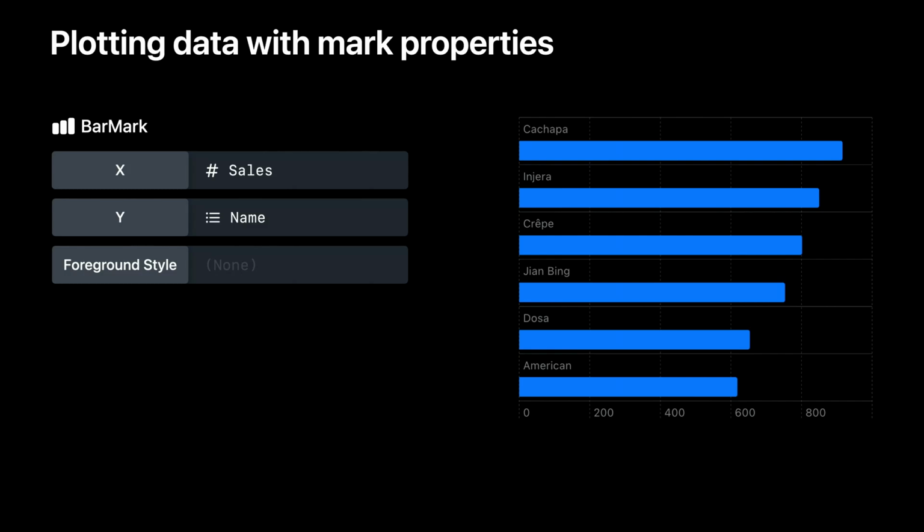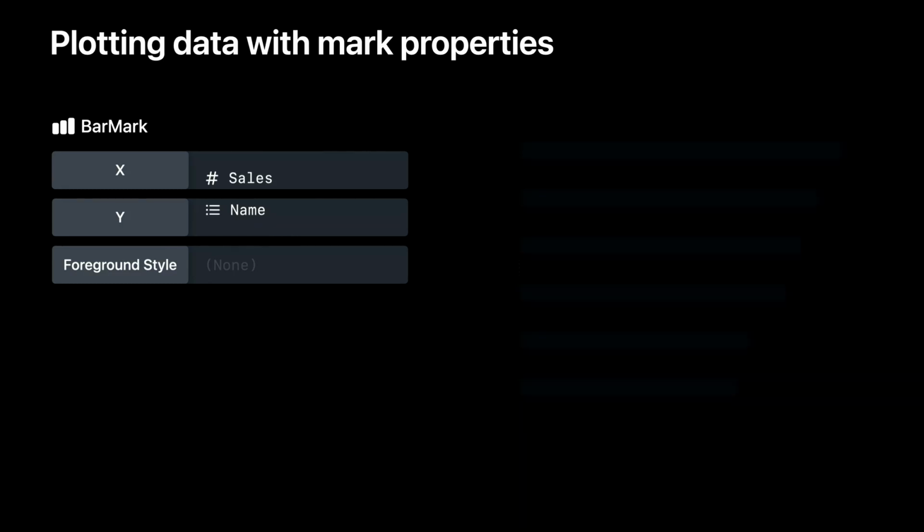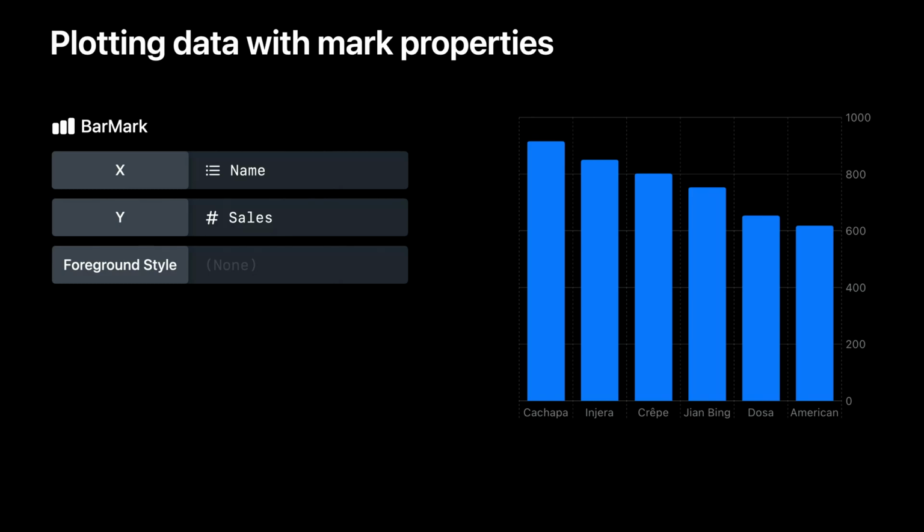In this example, we plot sales value, which is quantitative, with the x property, and name, which is nominal, with the y property. The resulting chart consists of horizontal bars, each showing sales on x and name on y. If we swap name and sales, such that name is on x and sales is on y, we get a vertical bar chart instead. As you can see, the bar mark's behavior depends on the data type plotted with its x and y properties. The orientation of the bar depends on where the quantitative property is.